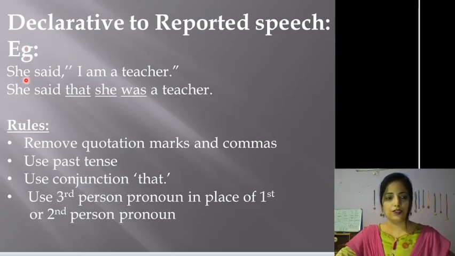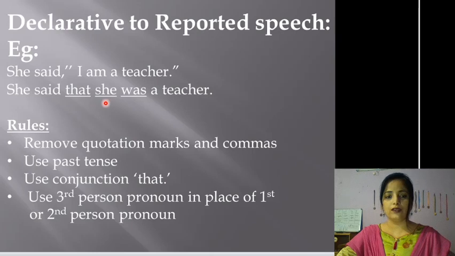This is direct speech. She said, "I am a teacher." Inverted commas, complete. When you see inverted commas, when you see quotation marks, you know this is direct speech. Answer: She said that she was a teacher. Now, what all changes do you see?